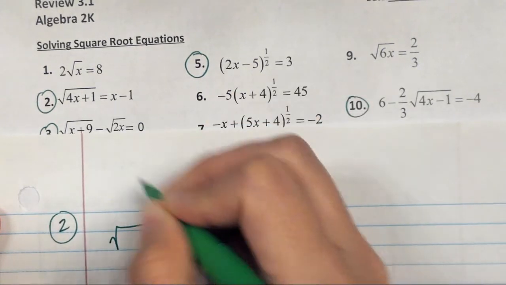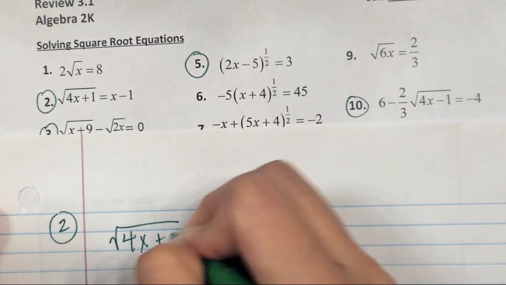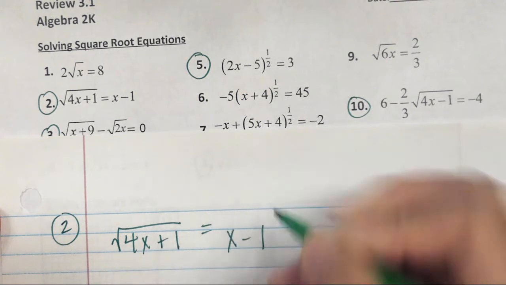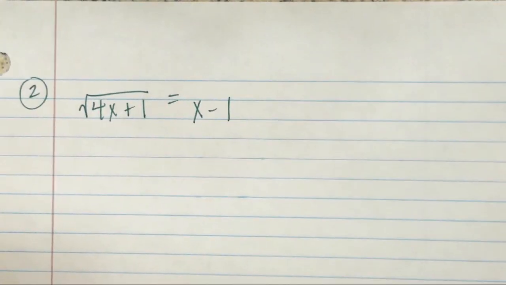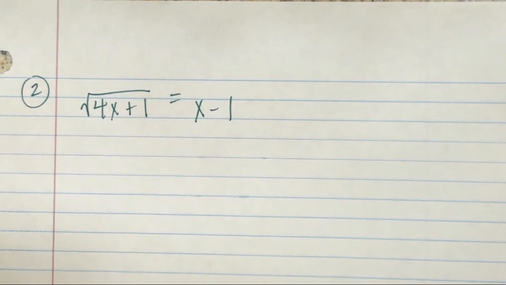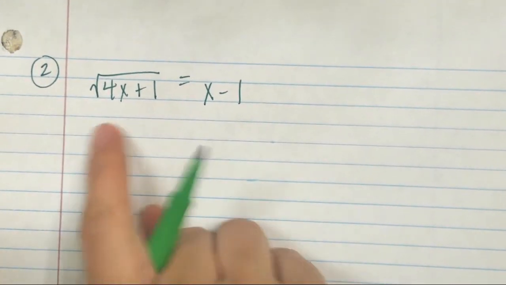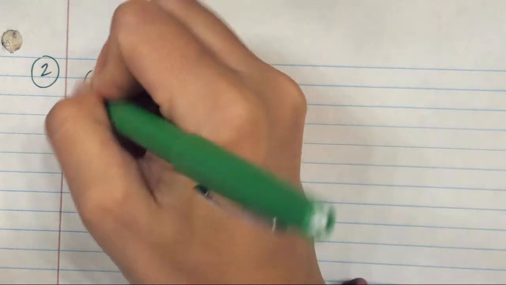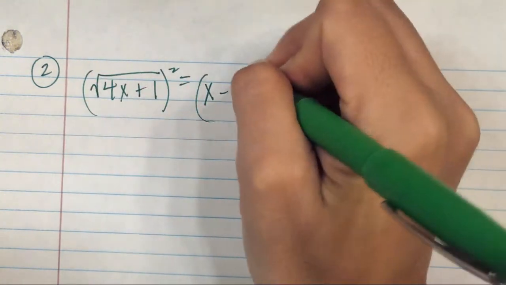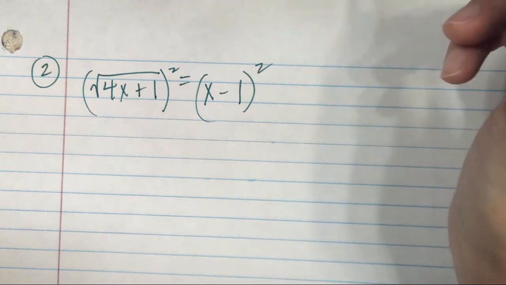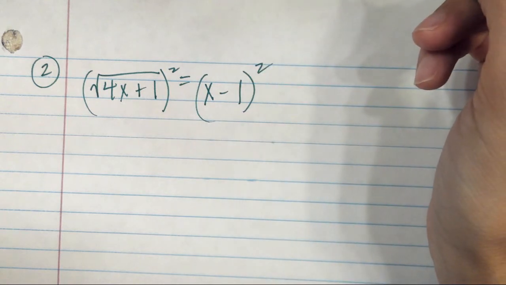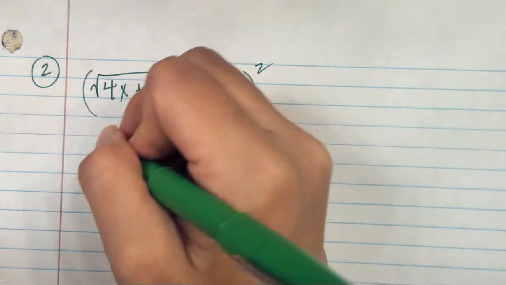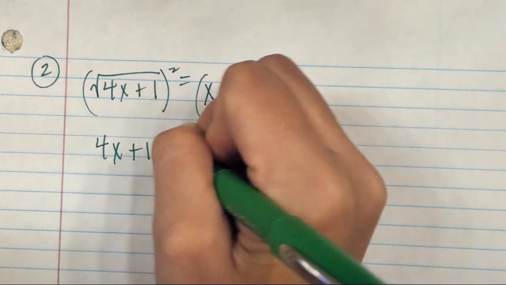Number 2 says the square root of 4x plus 1 equals x minus 1. Okay, put that out of the way. Alright, so I'm trying to get x by itself. The first thing I'm going to do is get rid of this square root right here. So I'm going to square both sides, right? What you do to one side, you have to do to the other. And on the left, I'm going to get 4x plus 1 equals.